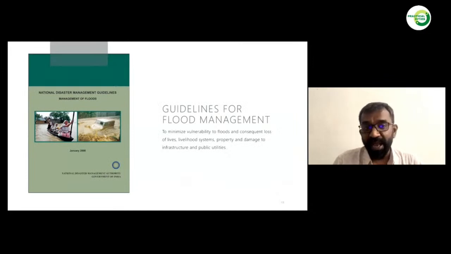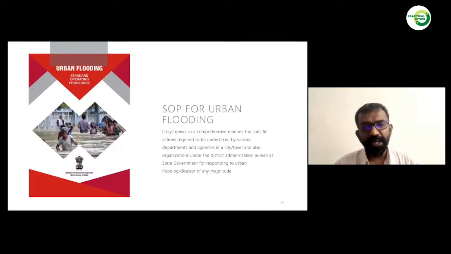The NDMA has a set of guidelines for urban flood management, which has existed since 2008. It details the do's and don'ts for governments, more importantly district administration and state governments, to mainstream flood management as a part of their ongoing strategy. Also, the Ministry of Housing and Urban Affairs in 2017 and 2018 launched the Urban Flood Standard Operating Procedure, because this is very much required.